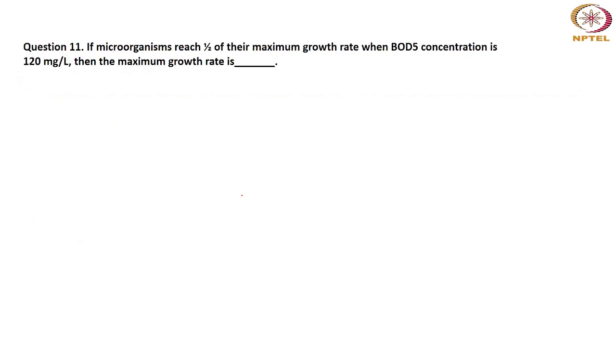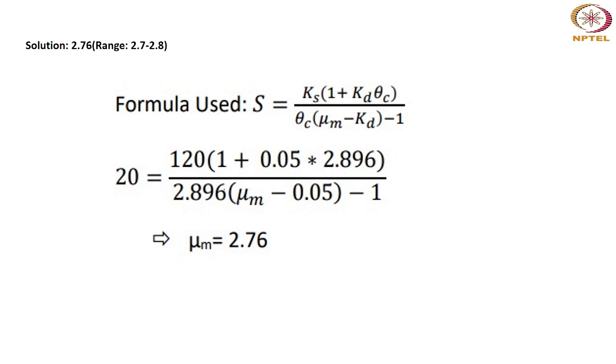The next one is: if the microorganisms reach half of their maximum growth rate when BOD5 concentration is 120 mg per liter, then what is the maximum growth rate? The hint is from Monod's equation. I hope all of you are aware of Monod's equation and its derivatives. So the actual formula used is S equals Ks, that is the half concentration.